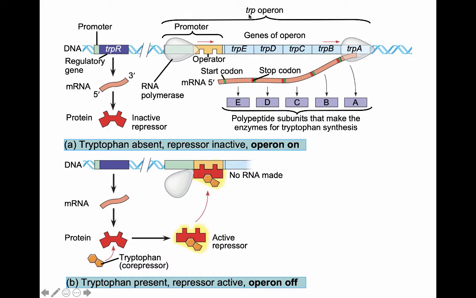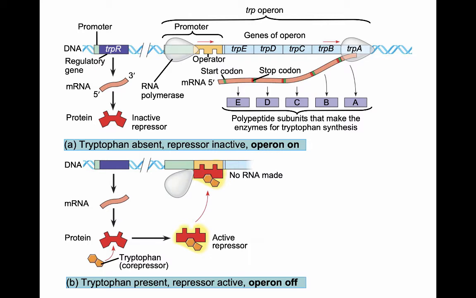Trip operon. The Trip operon is responsible for making the amino acid tryptophan. So there are 20 different amino acids that we need to build our proteins. E. coli, more or less, uses the exact same amino acids. And E. coli has this collection of genes in the trip operon that make the enzymes and proteins necessary to synthesize tryptophan. So if the bacterium needs tryptophan, it can make some.